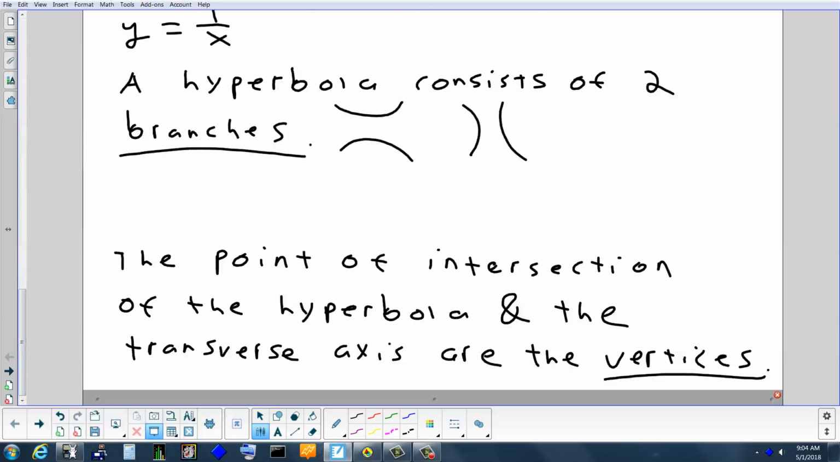Okay, and then the point where the hyperbola and the transverse axis cross, those are your vertices. So if I draw this in right here, that would be V1, V2. Okay, I'm going to put the foci on here because now I want to point something out that I mentioned yesterday and I said was going to be different today.